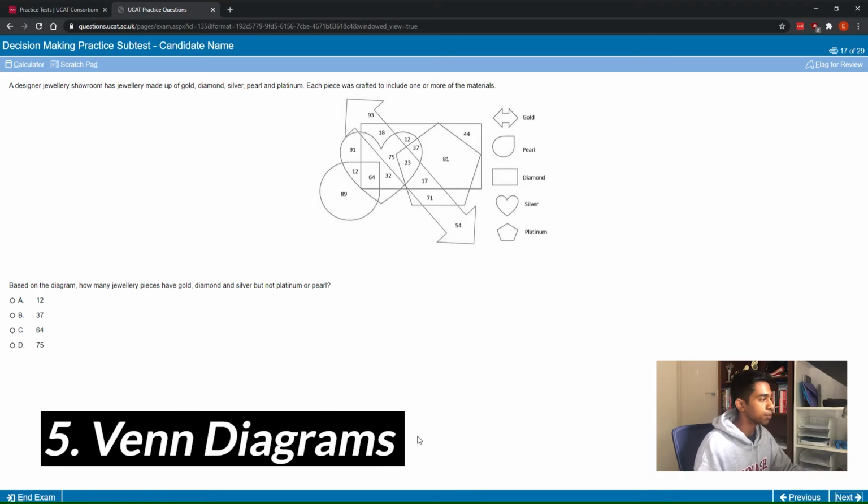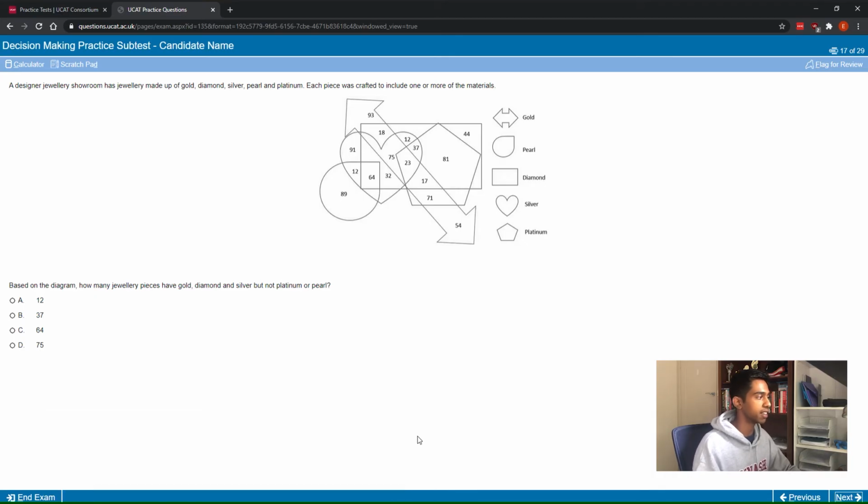Now the next question type we'll see in decision making are these Venn diagram questions. Looking at these Venn diagram questions can be very confronting because they look extremely confusing. But what I recommend for these Venn diagram questions is to start by focusing on one part.